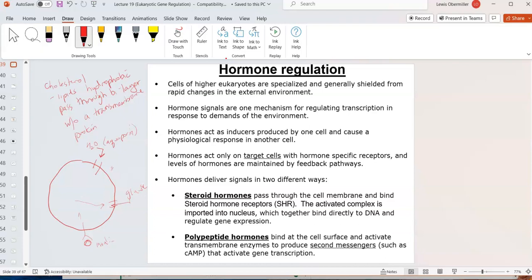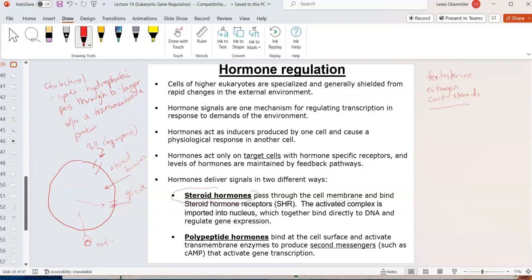Steroid hormones, lipid based steroid hormones, can pass through the phospholipid bilayer without a channel. Examples of these would be testosterone or estrogen or corticosteroids, anything that's synthesized off cholesterol. So that's what we're talking about. Those are the steroid hormones, right?